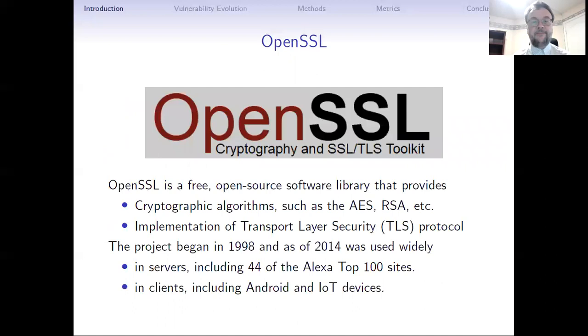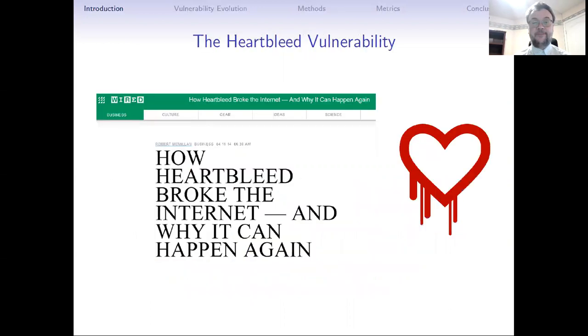to our conclusion. So OpenSSL is a free open source software library that provides both cryptographic algorithms like AES, Diffie-Hellman, and so forth, as well as an implementation of transport layer security, which at the time that OpenSSL was created was known as SSL. The project began in 1998, and as of the year of Heartbleed, was used widely in both servers and clients, including well over 1 billion Android devices and about half of the Alexa top million websites and almost half the top 100.